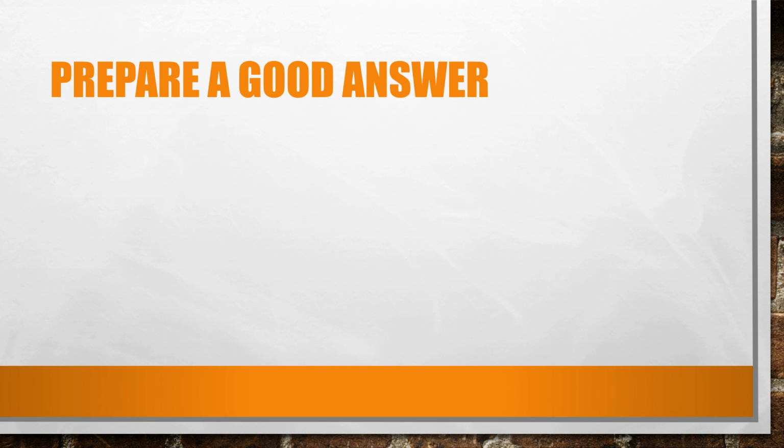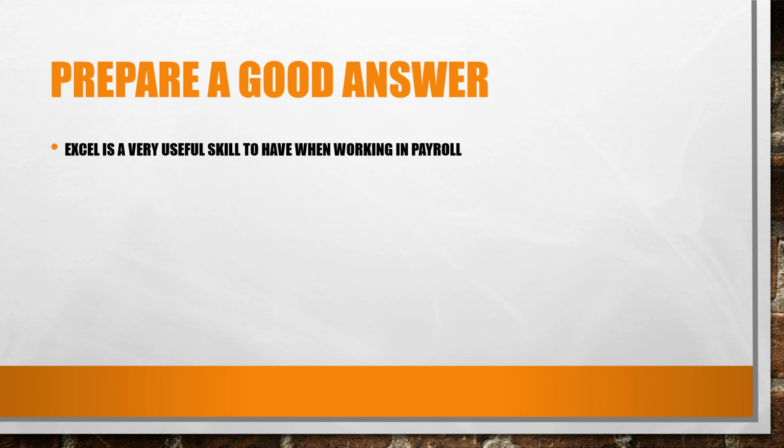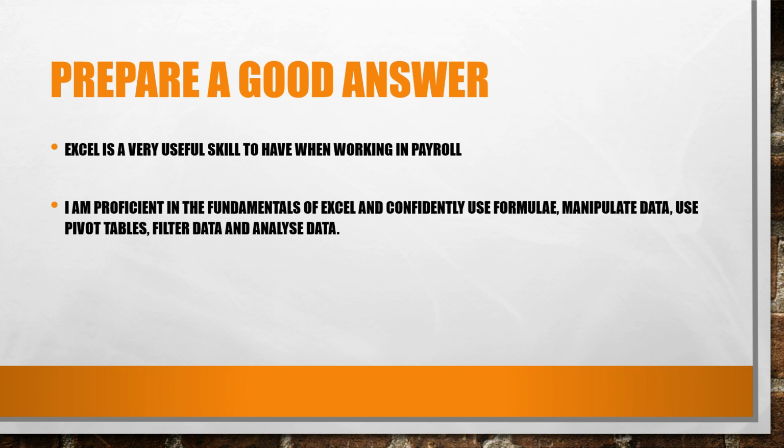And we'll do this one again with the Excel example. So you start by saying Excel is a very useful skill to have when working in payroll because a lot of companies do use Excel for analysis and keeping track of numbers. So it's important to have that skill. Then you start listing all of the parts of it and show that you can do the key things. So I am proficient in the fundamentals of Excel and confidently use formulae, manipulate data, use pivot tables, filter data, and analyze data. So just a list of all the important things that you can do, and you're showing that you've got the relevant skills.